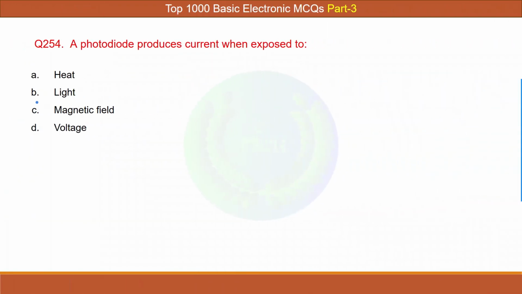Next question, question number 254. A photodiode produces current when exposed to option A, heat, option B, light, option C, magnetic field, option D, voltage. The answer is option B, light.